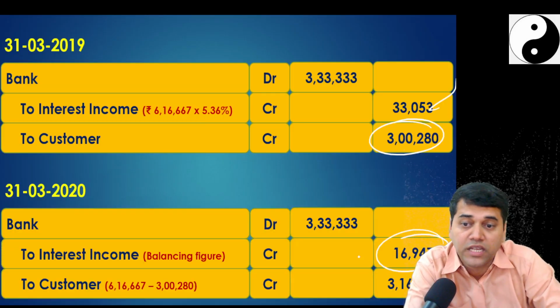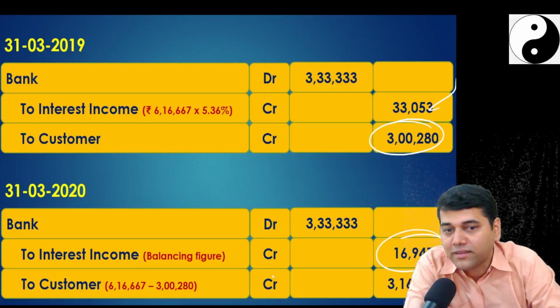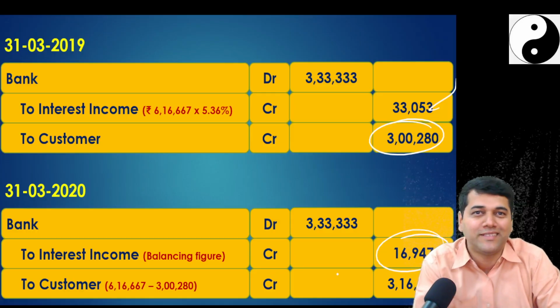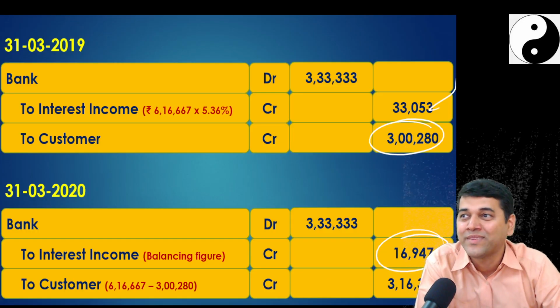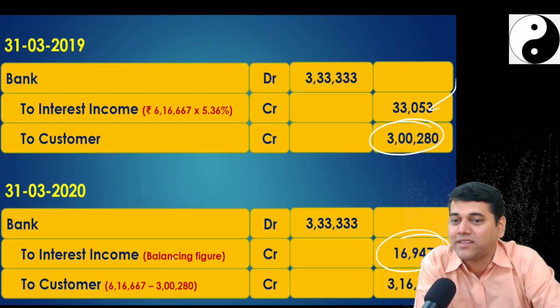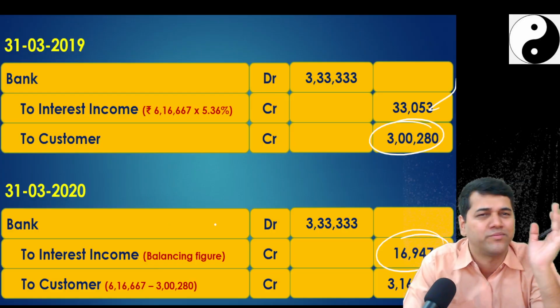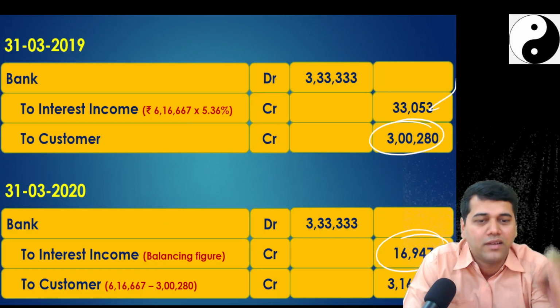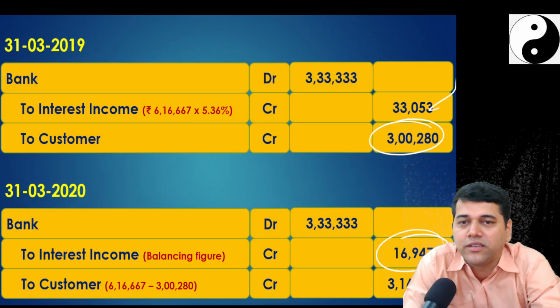Second year it is 16,947. Okay, you can take it as a balancing figure straight away with a simple technique because it's only the second year. If it was the third year, then you should have done this: 6,67,000 minus this amortization schedule. Simple. And my EIR is that 5.36 only here.